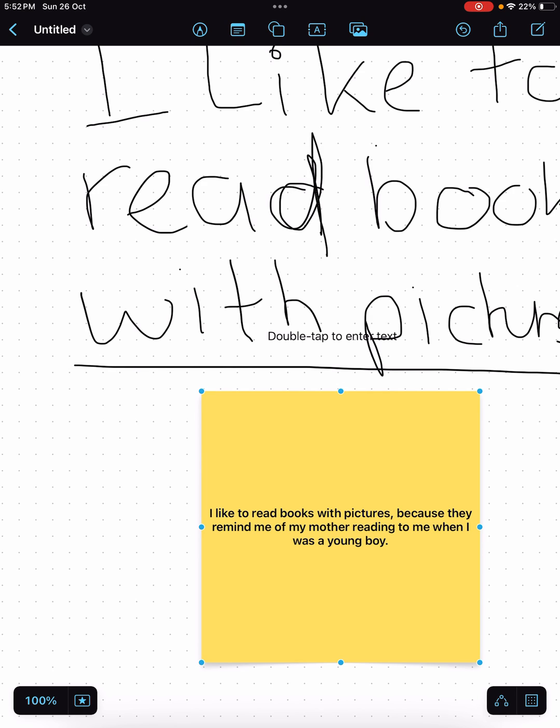To explain my main point, which is I like to read books with pictures, explain why I like to read books with pictures, and explain why I've initiated that topic in the first place, we would have to turn this into a complex sentence. There will be a video on my channel that tells you how to write a complex sentence.